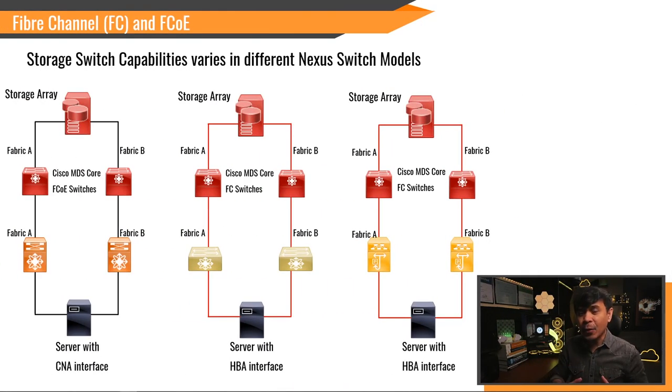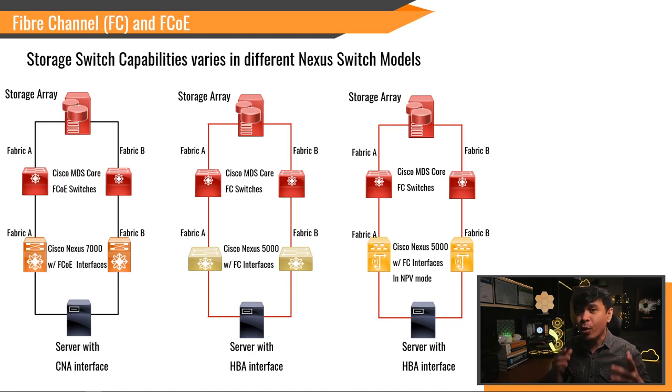Next, Fibre Channel, or FC, and Fibre Channel over Ethernet, or FCoE, interfaces. Now, this is something special because Nexus switches are the only switches in the world that can process Ethernet, FC, and FCoE traffic. It varies depending on the model though. For example, the Nexus 7000 only supports FCoE, and the Nexus 5000 can do most, if not all, storage switch capabilities. And the Nexus 9000 can do storage switching only in NPV mode. But the point is, Nexus platforms are designed for storage due to their storage switching capabilities. It can do zoning, it can discover storage arrays as the targets, and discover servers as initiators.